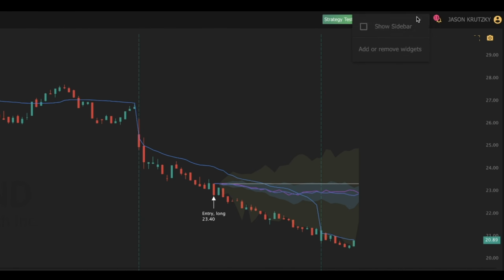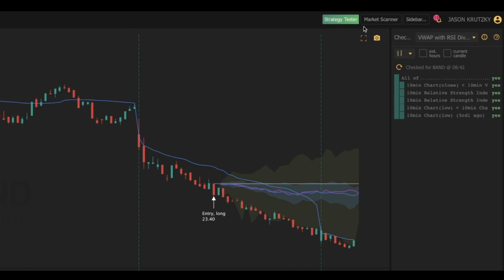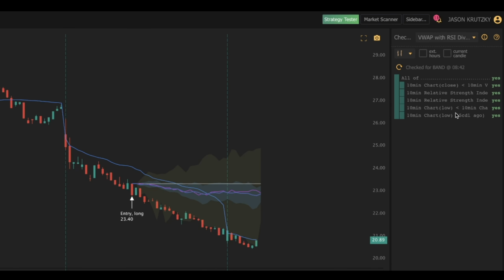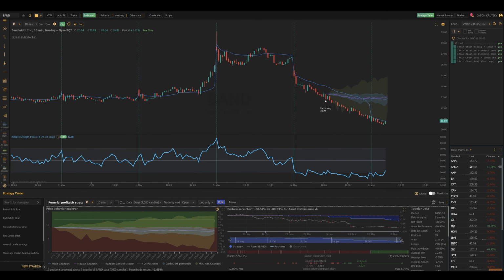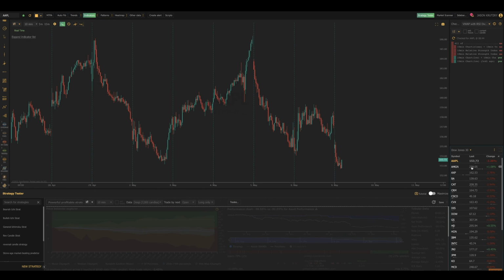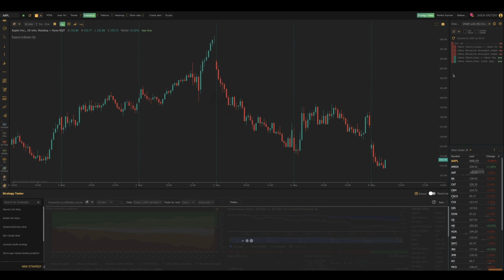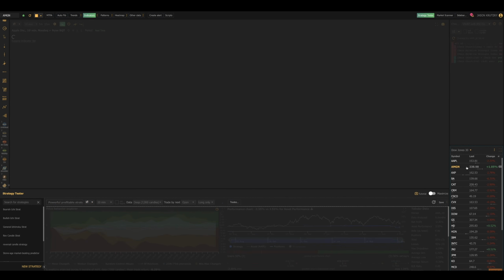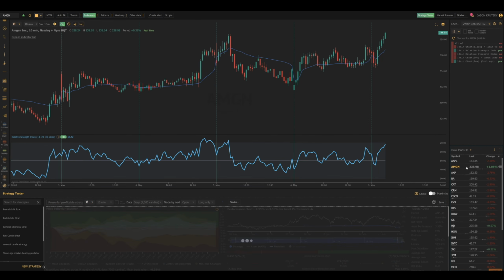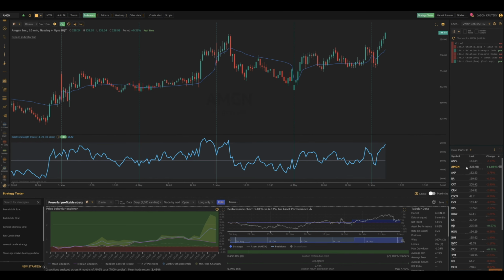I'm going to go to the sidebar here. I'm going to say show sidebar. And I've gone ahead and added the conditions for the VWAP with the RSI divergence into my Smart Checklist. I can see, of course, this name is meeting all of this criteria. I've got a watch list of names here, and I can click through all of these names. As I click through, I can see what criteria are being met. Apple clearly is not meeting all of this criteria right now. And I could just go through the list here. This would make it much easier for me to find names that are meeting this criteria right now in my list.